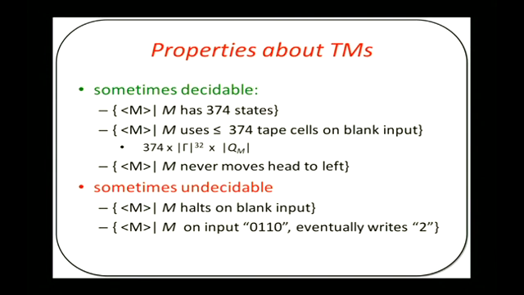I can look at the code, right? And if it has any move which moves the head tape to the left, I know I can create an input on which it will move to the left. If none of the moves of the machine ever move to the left, I know the answer is yes. Otherwise, I know the answer is no. I can just look at the code and tell you the answer is yes or no, right? I don't have to do anything.